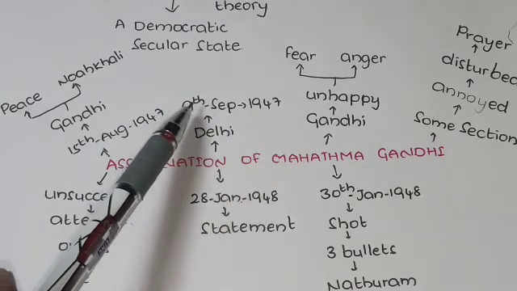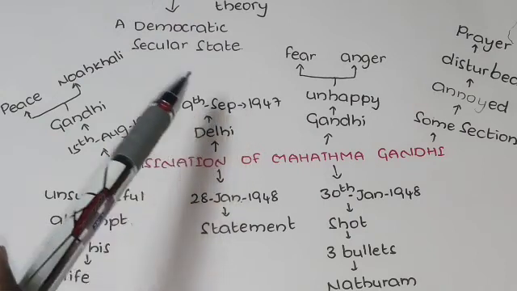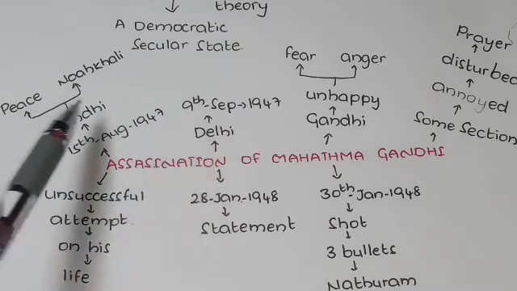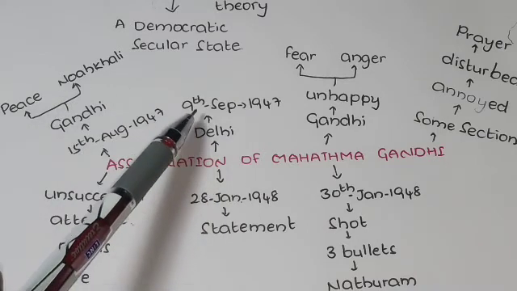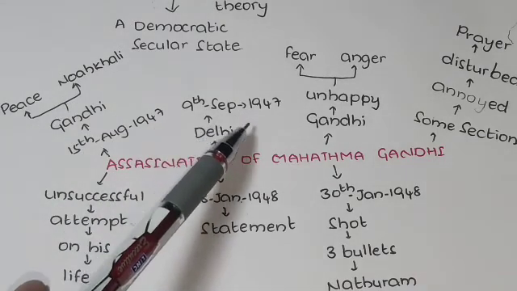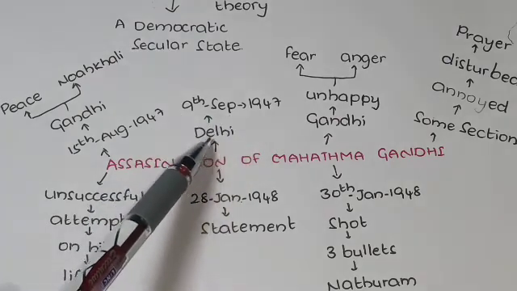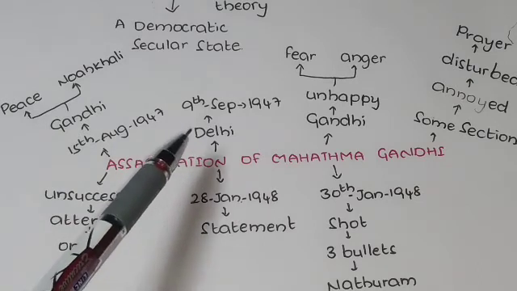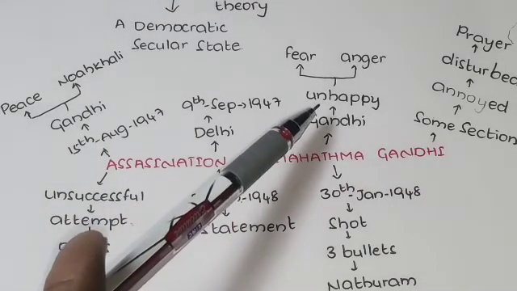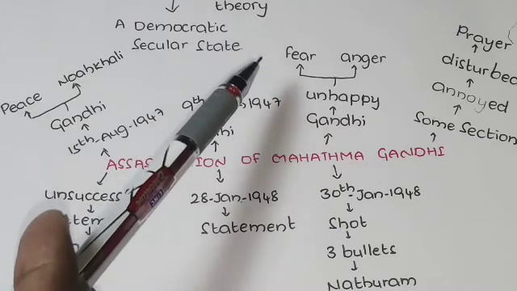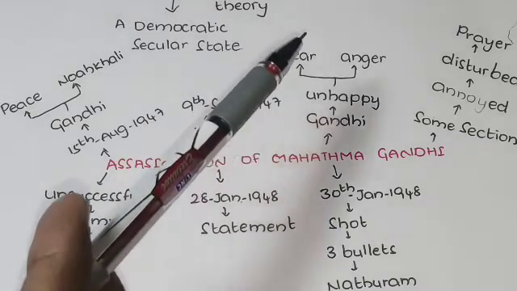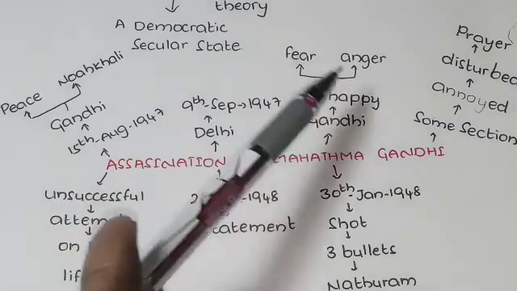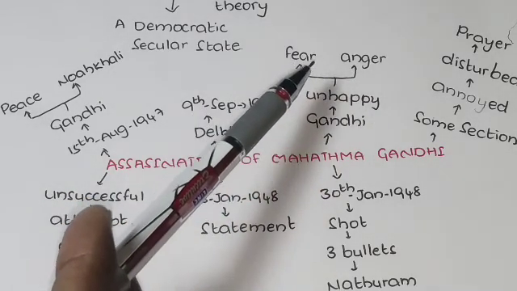On August 15th 1947, all the people and the Congress party celebrated Independence Day in Delhi, but Mahatma Gandhi did not return that day. He returned to Delhi on 9th September 1947. Meanwhile he was controlling the situation in India. Gandhi was unhappy because of these riots, and he was trying to calm the fears and angers of the people.